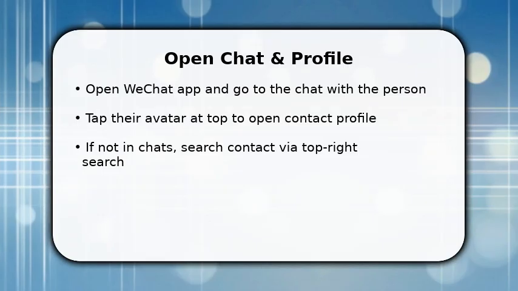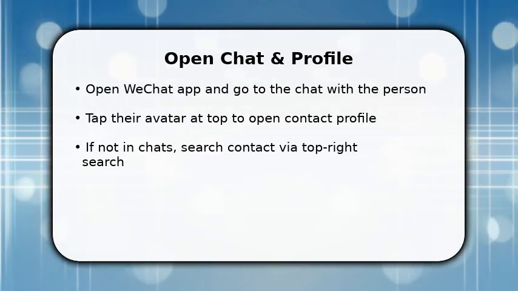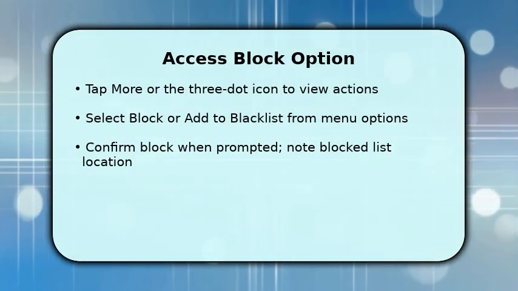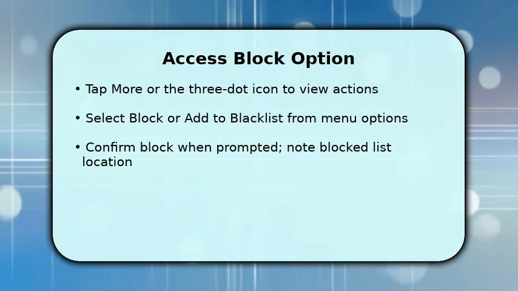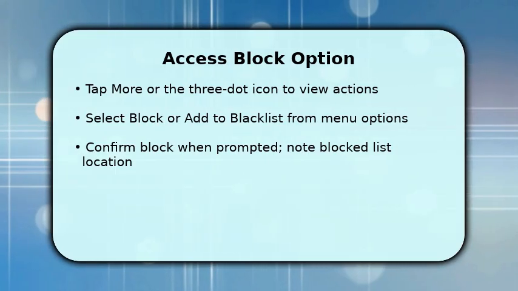Make sure you are using your main account and not a secondary logged-in profile before proceeding to menu options. Once you're in the profile menu, scroll to find Block or Add to Blacklist. Different WeChat versions label it slightly differently. Tap that option to initiate blocking.